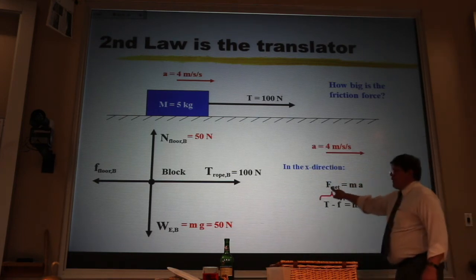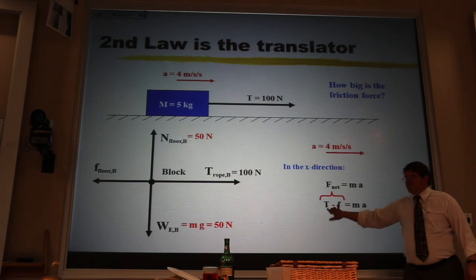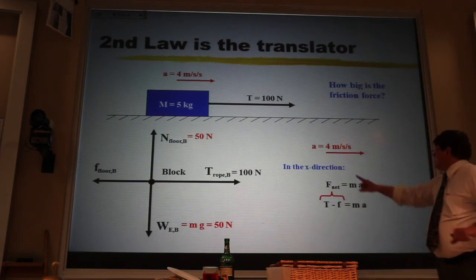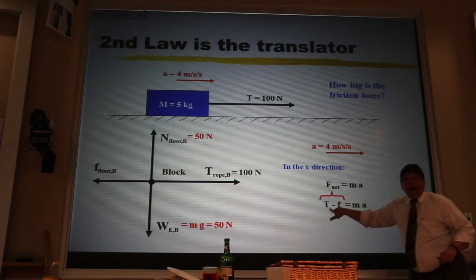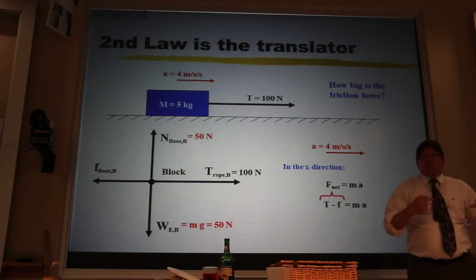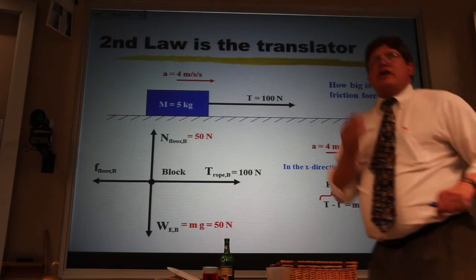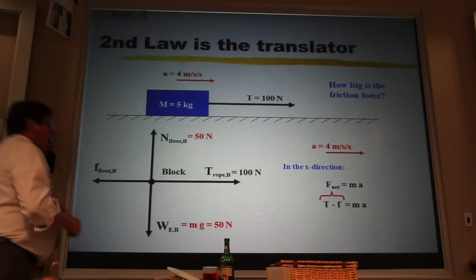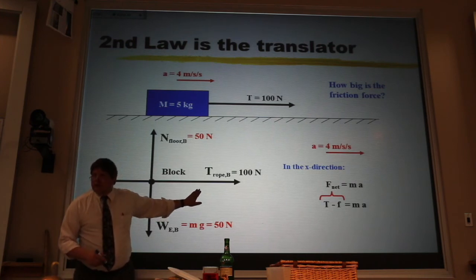The net force is just the sum of all the forces. You add them up. And since I'm doing it in the x direction, I add up the forces that are in the x direction. Well, Greg, your mouse says you're adding them, but your PowerPoint says you're subtracting them. No, it doesn't.